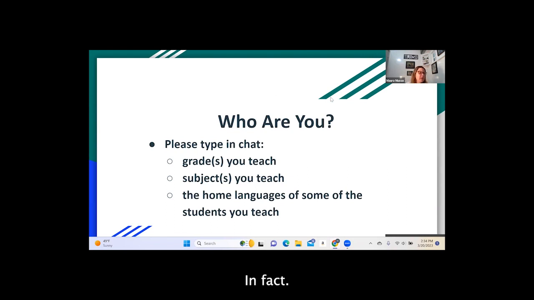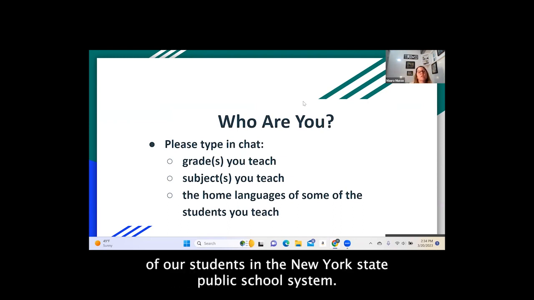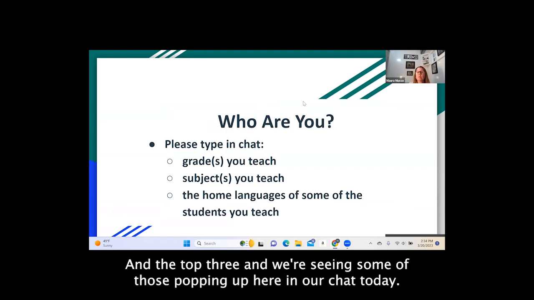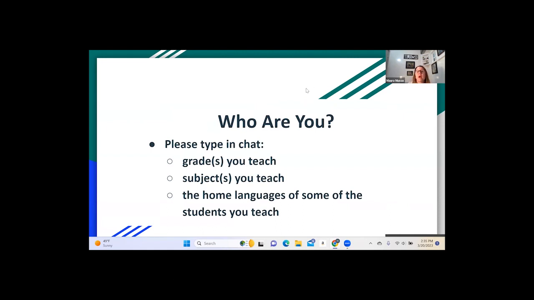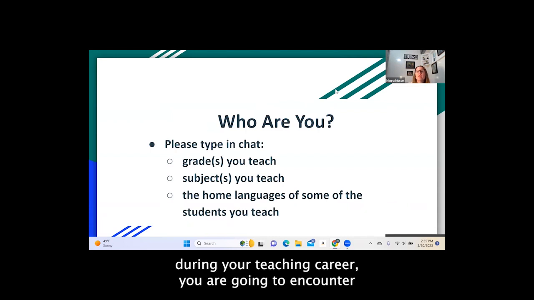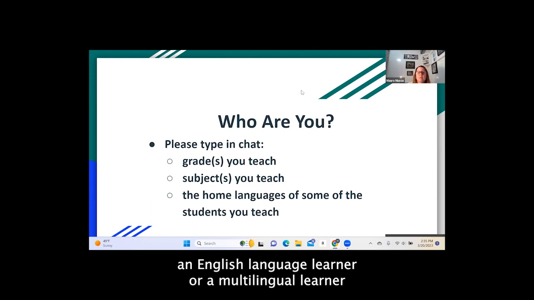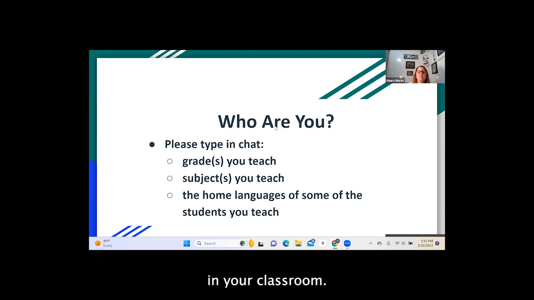In fact, according to New York State Ed, there are 151 home languages of our students in the New York State public school system. And the top 3, and we're seeing some of those popping up here in our chat today, our top 3 are Spanish, Chinese, and Arabic. So chances are during your teaching career, you are going to encounter an English language learner or a multilingual learner in your classroom.